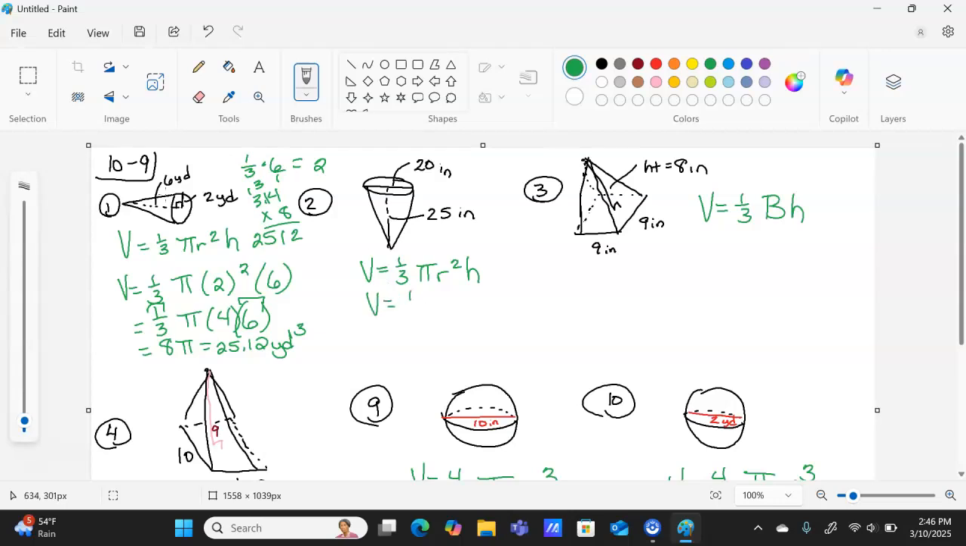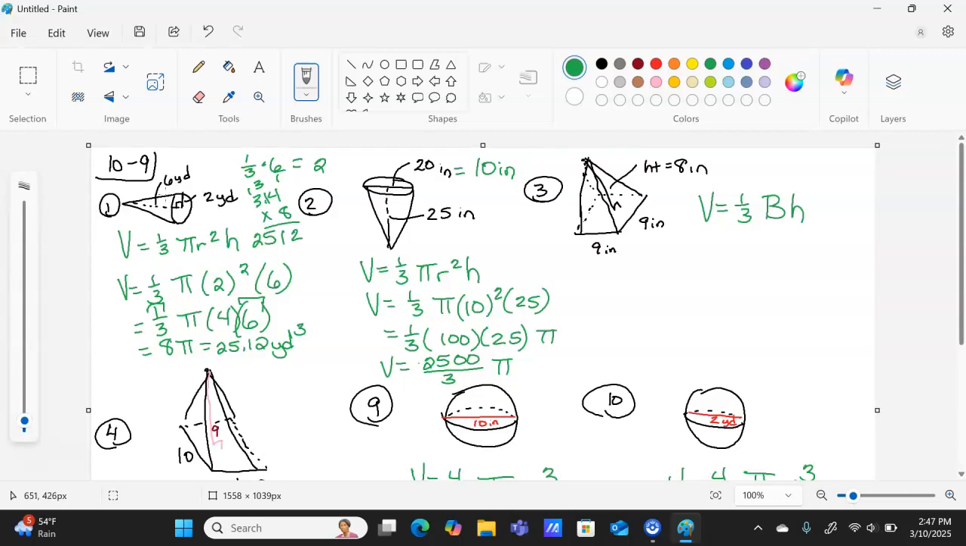And on this one, 1/3 pi. You can put it in parentheses, but you don't have to. On this one, they gave you the diameter, so the radius is 10 inches. And the height is 25. So we get 1/3. I'm going to move my numbers to the front. 10 squared is 100, 25. So we're going to get 25 times 100 is 2,500, times 1/3 would be that.